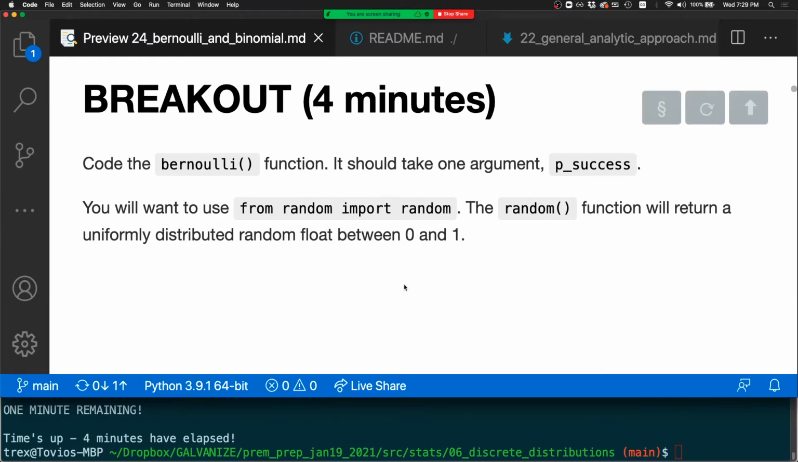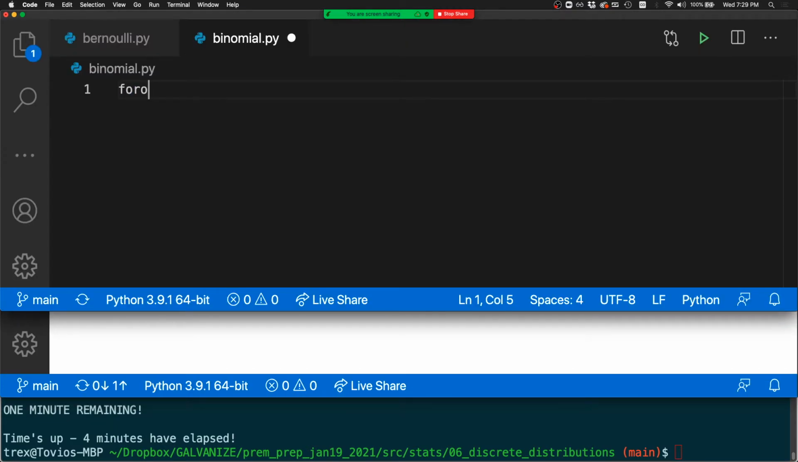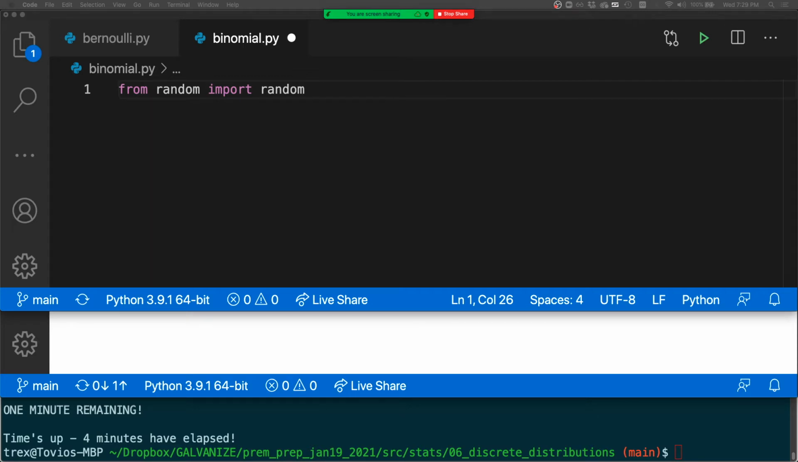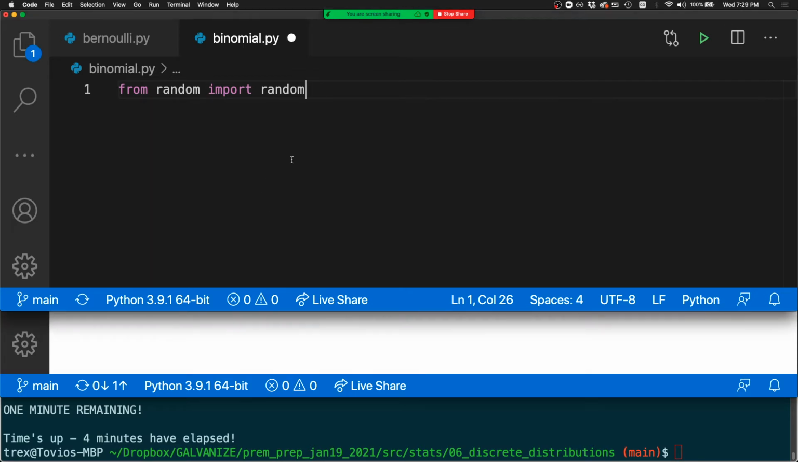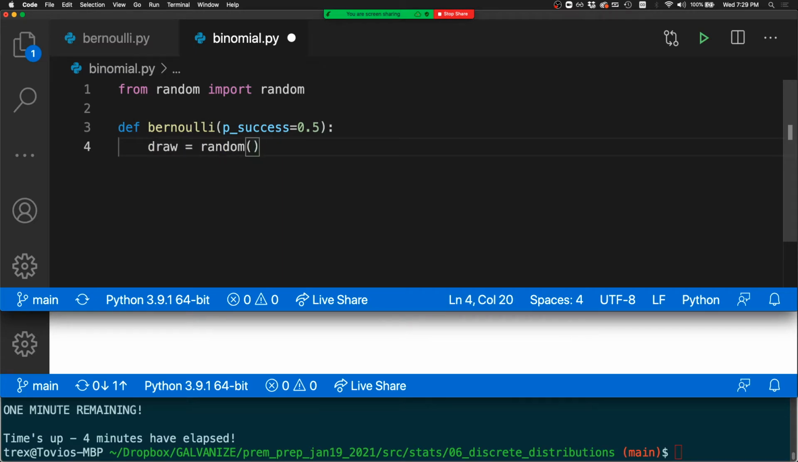All right, I'm going to go ahead and code a solution. So from random import random. Again, random is just going to return a float between 0 and 1. So we're calling this Bernoulli, and we have one parameter, the probability of success. I'm defaulting that to 0.5, like a coin flip, right? So I'm going to draw from this, and if that draw is less than the probability of success, then I can return true. Otherwise, I can return false.